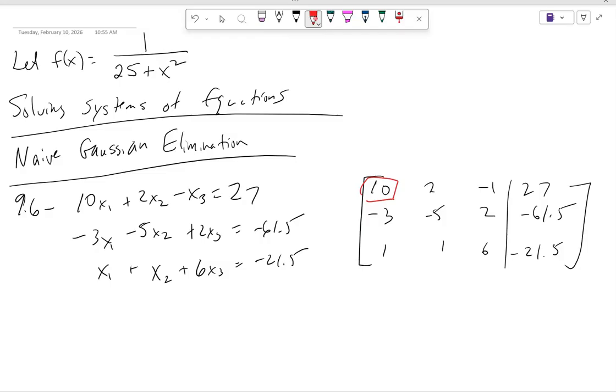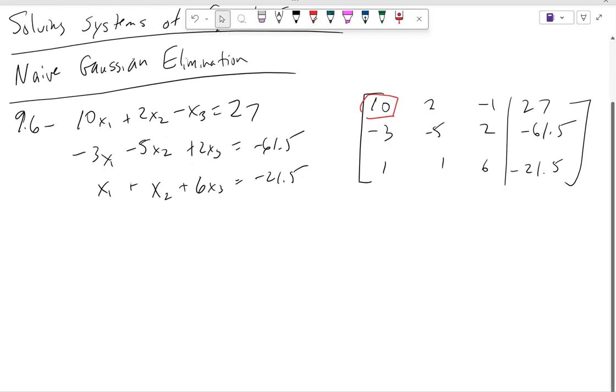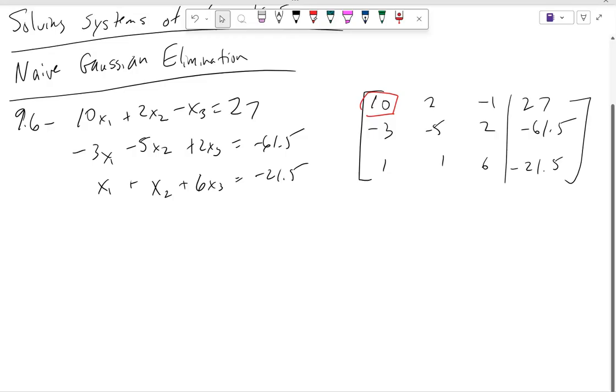Anybody not seen this before? Just need to know how much I need to yammer about it. Oh, good. Well, then I'm going to stop yammering so much about it. That's my pivot. I'm going to move down and get zeros below it, but I'm not going to change it to a 1. Okay? I need to get the zeros below it. What would I need to multiply this by to make that a 0?